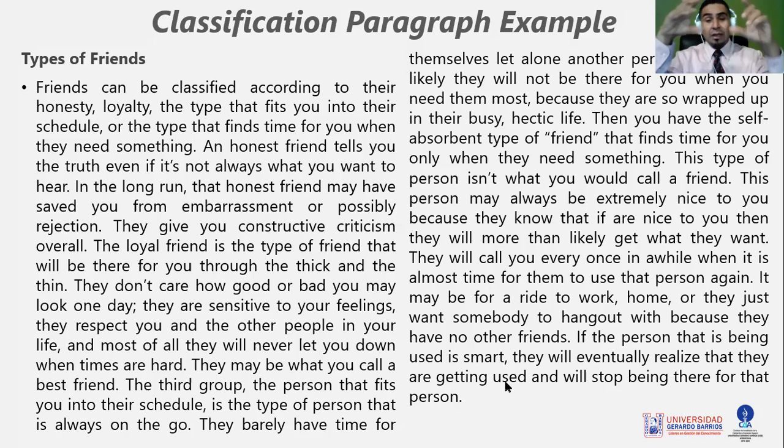So you're going to have in the mind map, for example, friends as the main topic, okay? And you're going to have the first one, honesty. The second one, loyalty. The third one, the type that fits you into the schedule. And the fourth one, the type that finds time for you when they need something. So those are the 4 types of friends, and those are the 4 categories that you're going to write about.